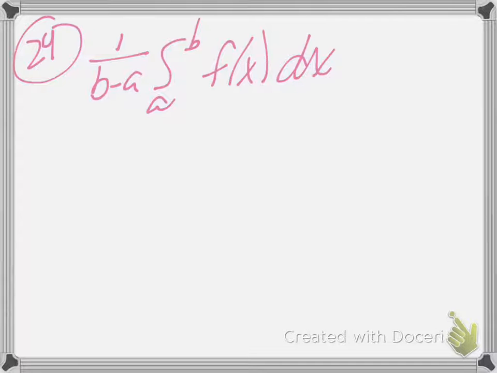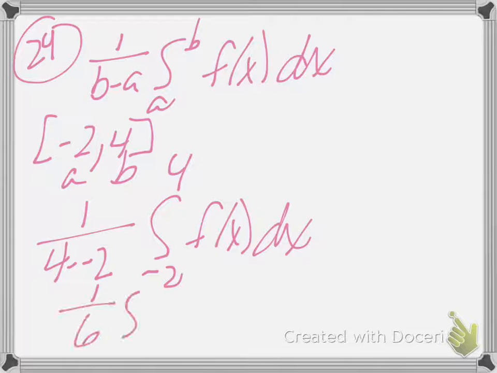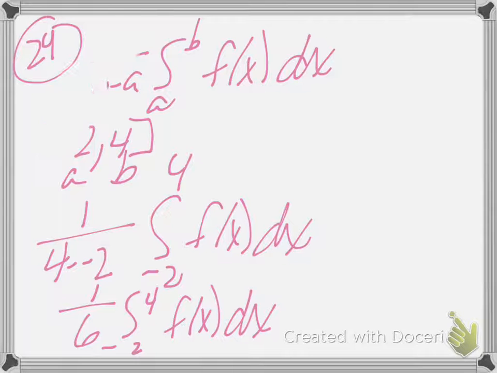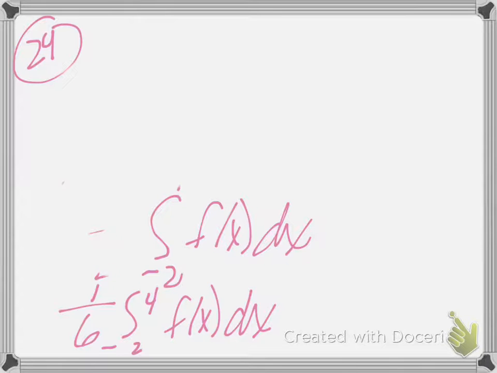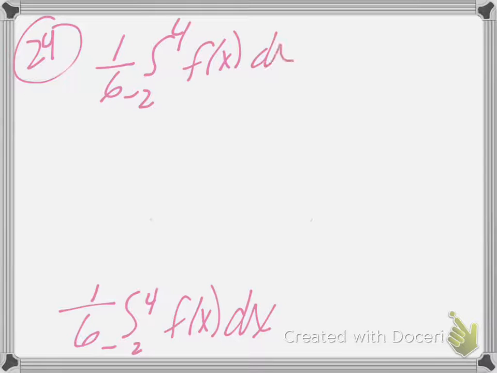Okay, for number 24, this is about average value, and this is the formula for average value. And you're given this interval, so this is A and this is B. And so if we substitute that in, we're going to get this. Okay, and if we simplify, we get this. Okay, and we're just going to erase. And so we're told that whatever this thing is, this is going to equal 12.